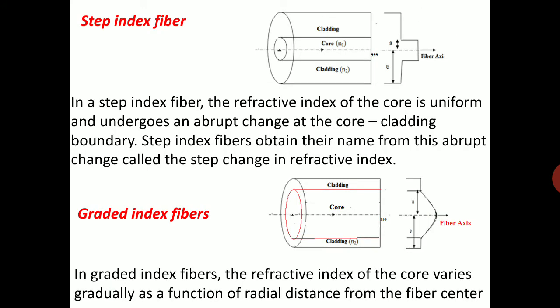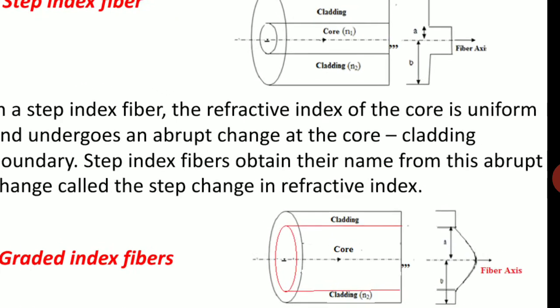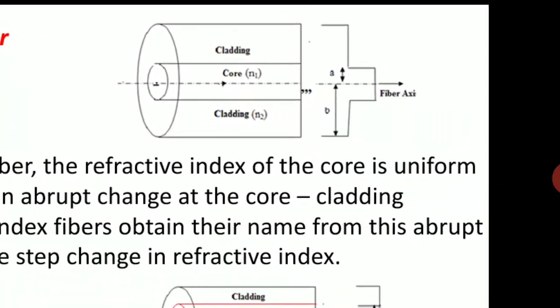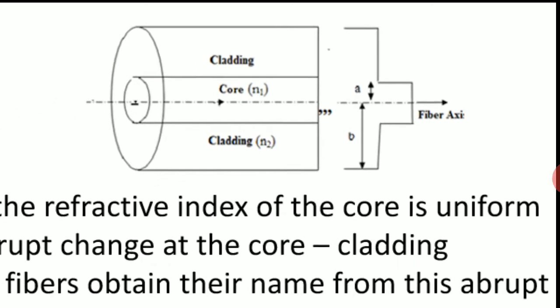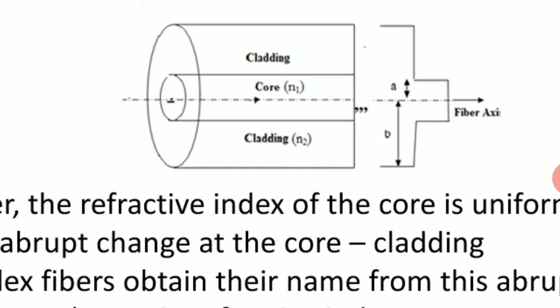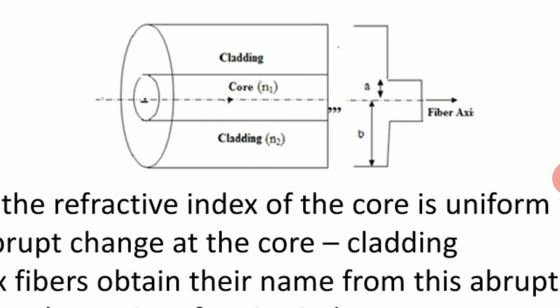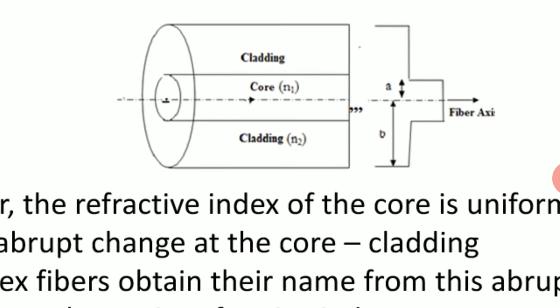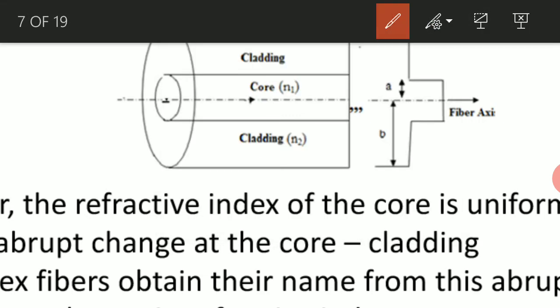Based on the refractive index profile, as we discussed, there are two types. One is step index and the other is graded index. Now what exactly is the step index? In the step index, once again this is the core and the cladding of the fiber.